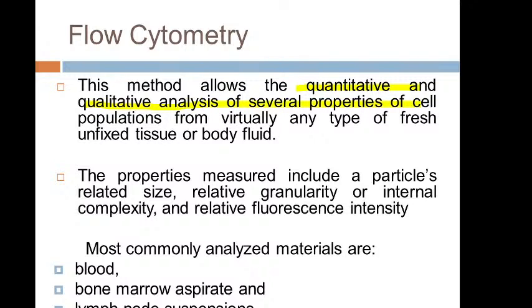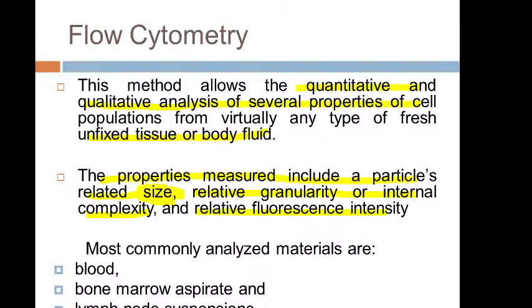Please keep this in mind: in flow cytometry, we are working on the properties of a cell from virtually any type of fresh unfixed tissue or body fluid. So here we are working on the cells only. The properties measured include a particle's relative size. That means basically we want to know the size of the cell, relative granularity or internal complexity of the cell, and relative fluorescence intensity. So in flow cytometry, our main focus is on three properties of a cell.